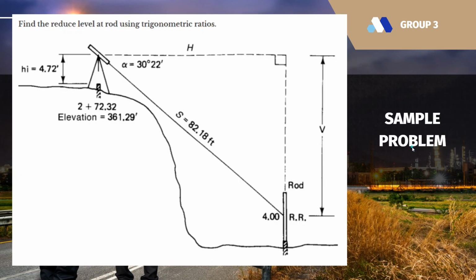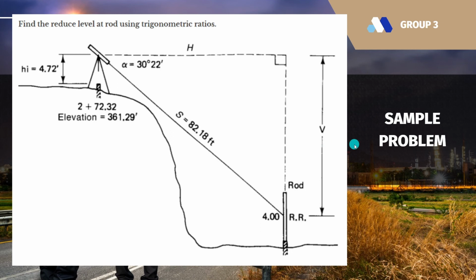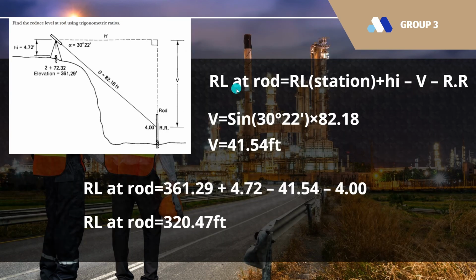Let us have this simple sample problem where the reduced level at rod is being asked. We will be applying the formulas we have discussed earlier. For this problem, curvature and refraction can be disregarded since it is a short distance example. So in the sample problem, we are given the height of the instrument, the rod reading, and the reduced level of the station or the elevation.